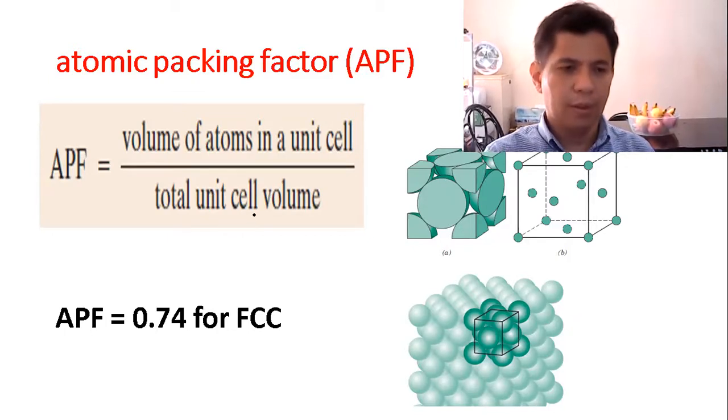So just calculate the volume of atoms itself: you have 4 atoms, volume of 4 atoms divided by the total unit cell volume, which is a cubed. No? So for APF, this is equivalent to 0.74. So let's try to derive this 0.74 atomic packing factor for FCC.